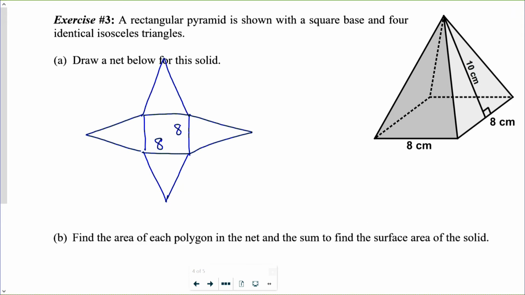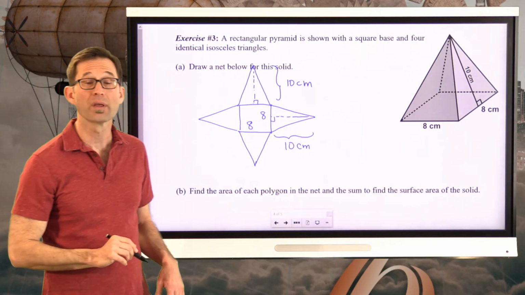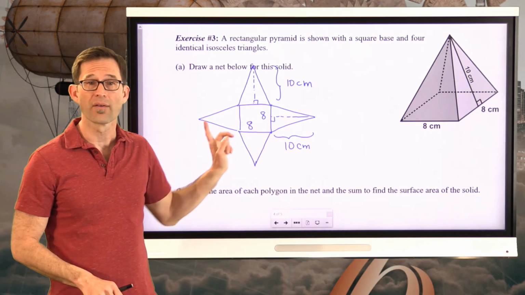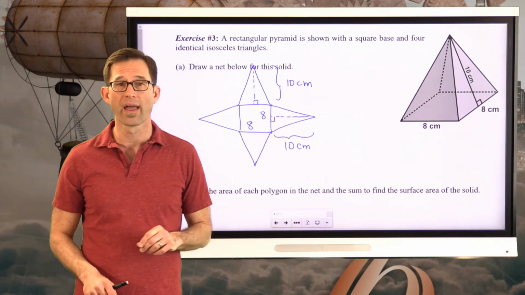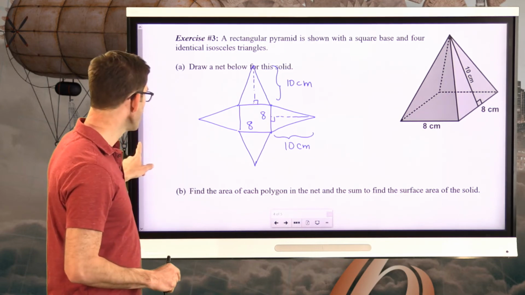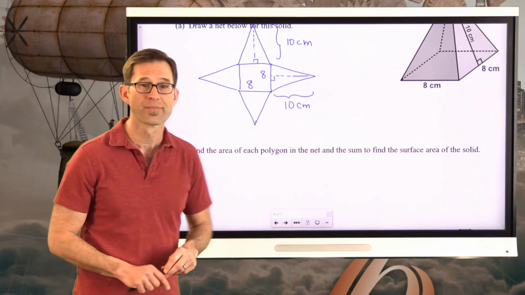Right? Now, what do I know about those triangles? Besides the fact that their base is 8 centimeters long, I know that their height is 10 centimeters. And maybe that's better shown on the one up here that's vertical. Right? I won't draw that in for each one of them because they're identical. Okay? So I've got this square base, and then I've got these 4 identical triangular lateral faces. That was a mouthful.